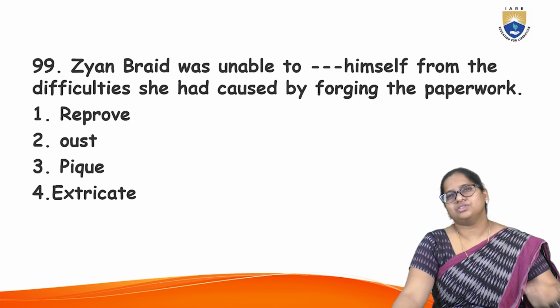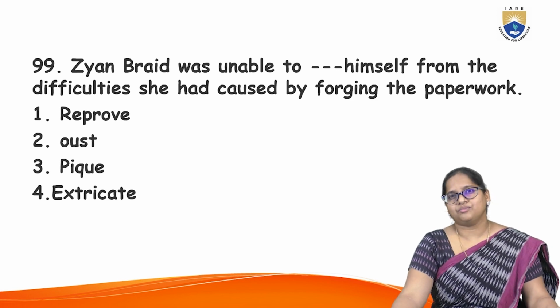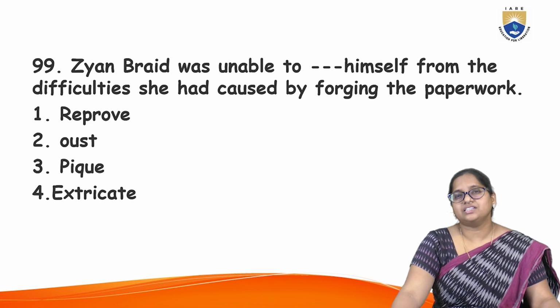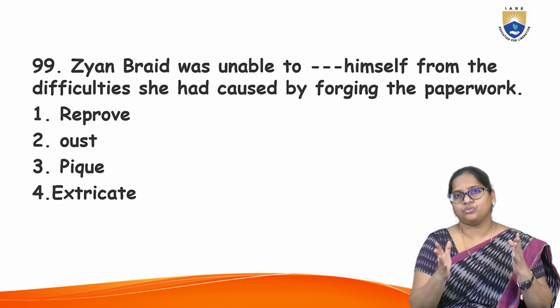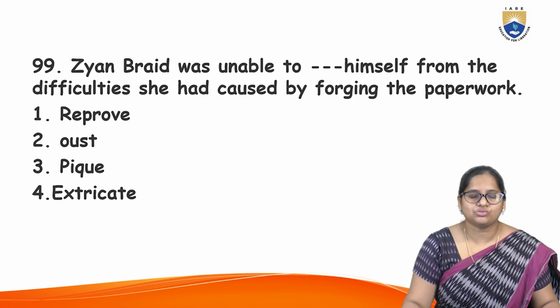Oust is again just being away or removing from something. Pick is also the same. You trigger it, you stir, you stimulate something. Extricate is like you free yourself from something. You want to get rid of it, with great difficulty you get rid of it. So that is the sense.